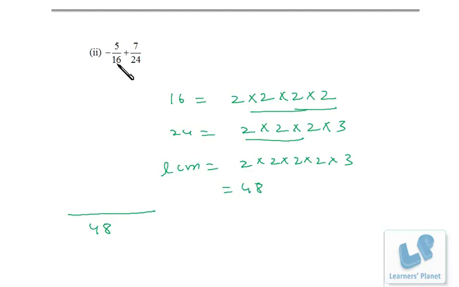Okay. Now next step, write 48 as it is, and here we are having a negative sign. Now just see how many times 16 is coming in 48, that is 16 into 3, right? So you are getting 3. Multiply this 3 to the number over here, that's the numerator. So 3 into 5 is 15, and we are having a negative sign over here, so it's minus 15, then plus. Now 24 into 2 is 48, right? So 2 into 7. Okay. Now minus 15 plus 14 is minus 1, and this is by 48. Okay. So addition of these two is minus 1 by 48.